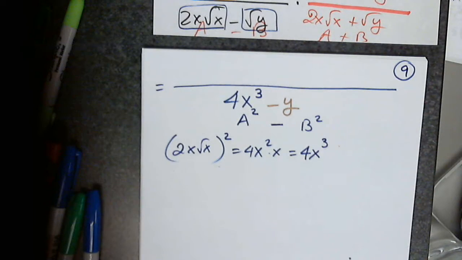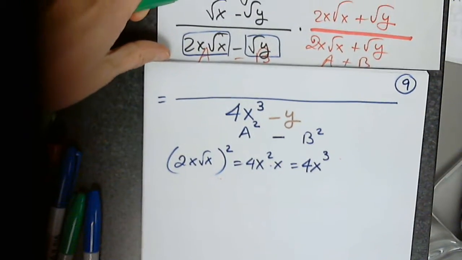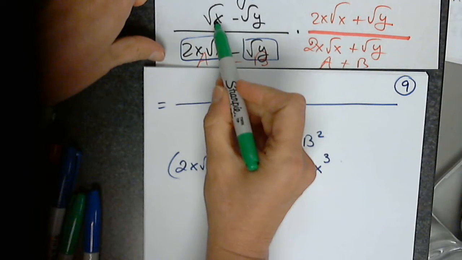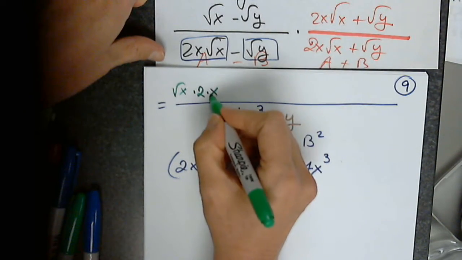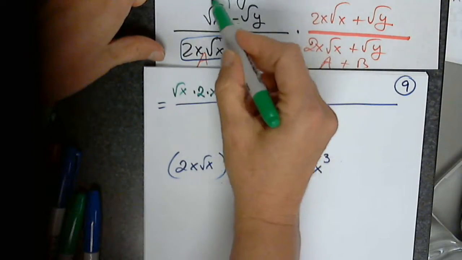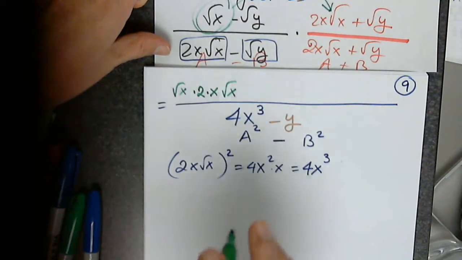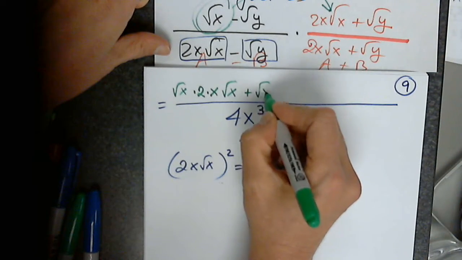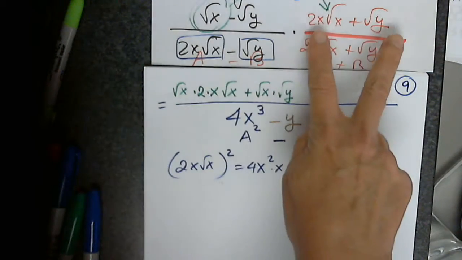The denominator is finished. The numerator, however, is messy. So let's give it a shot. Let's write it out first and calculate later. The square root of x multiplied by 2 multiplied by x and multiplied by the square root of x. I distributed this piece to this term only. And now I'm distributing this piece to this second term. So then plus the square root of x times the square root of y. I finished distributing the square root of x to these two terms.